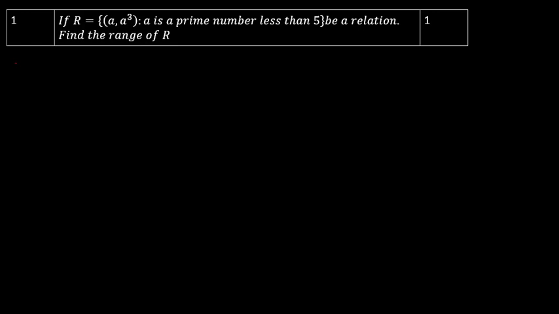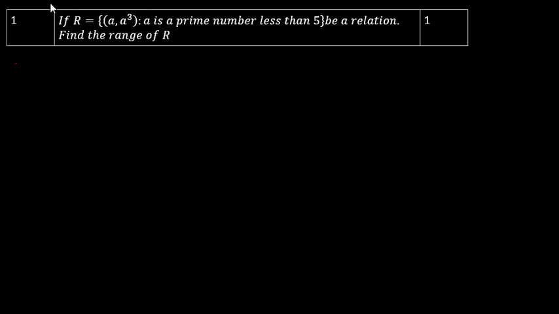Welcome to the class. In this class, we are going to see a few problems from the chapter Relations and Functions which came in board exams. Now, the first problem is: if R = {(a, a cube)}, a relation where a is a prime less than 5, then find the range of R. This problem is for 1 mark.